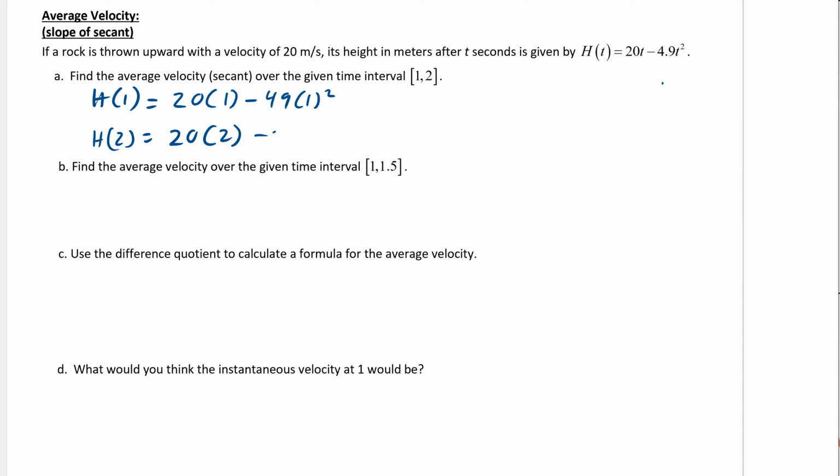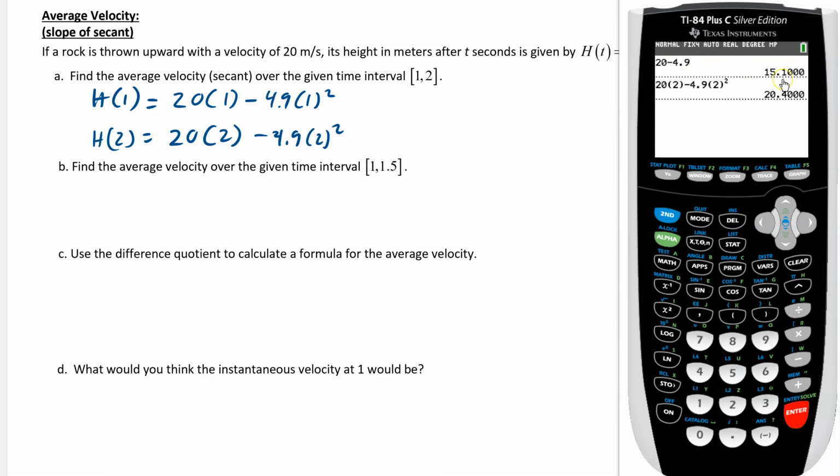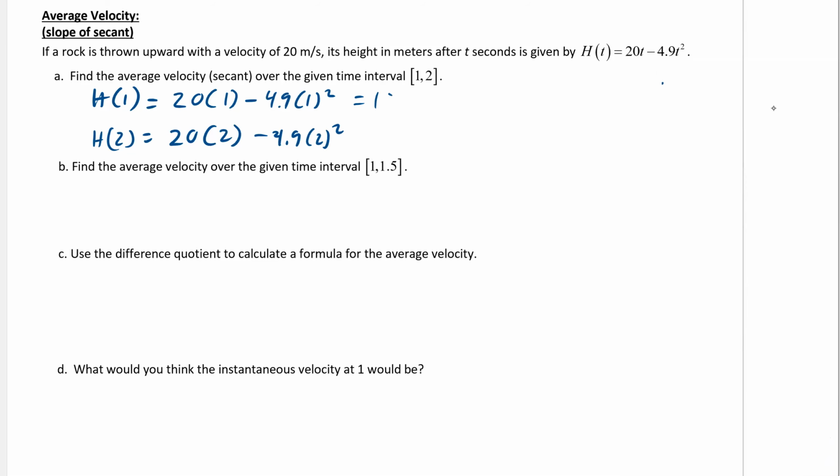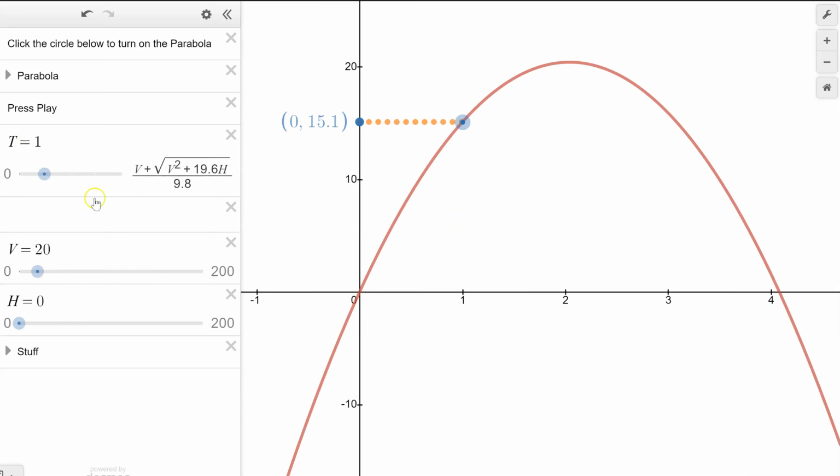If I plug in 2, same thing. And we plug these in our calculator. At 1 second, it's 15.1 meters high, and at 2 seconds, it would be 20.4 meters high. So at 1 second, we have 15.1, and at 2 seconds, 20.4. That means to go from here to here was 1 second. Right? That took 1 second.